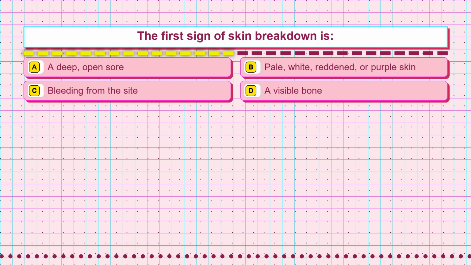Option B, pale, white, reddened, or purple skin. Option C, bleeding from the site. Option D, a visible bone.